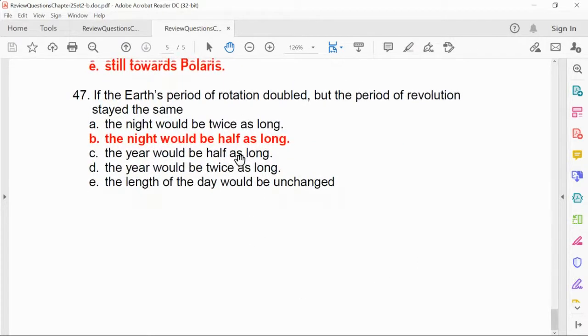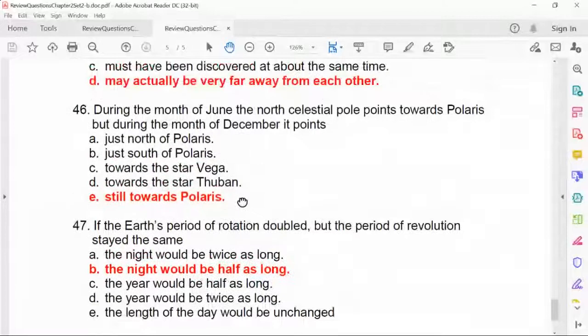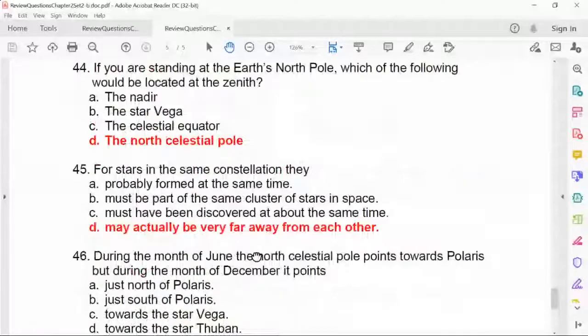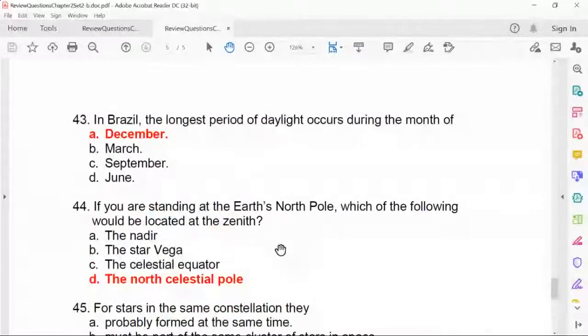These are basically the review questions that we have for chapter number 2. The idea here is to understand why these are the right answers when you study them, so you're not just memorizing them. You have to understand why this is the right answer.